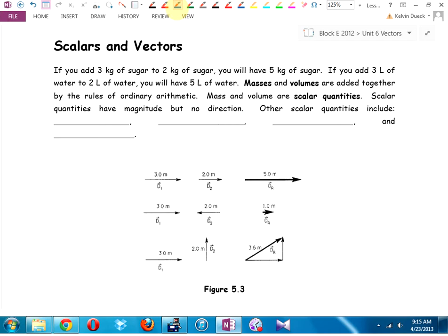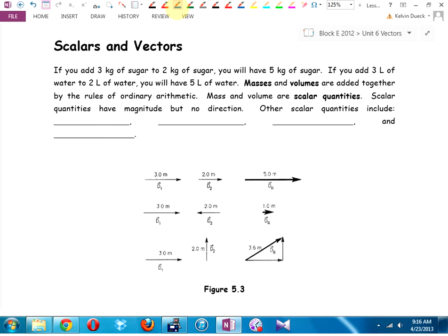Scalars and vectors. If you add 3 kilograms of sugar to 2 kilograms of sugar, you'll always end up with 5 kilograms of sugar, because mass is a scalar. If you add 3 liters of water to 2 liters of water, you'll get 5 liters of water. Masses and volumes are added together by the rules of ordinary arithmetic, because they are scalars. Scalar quantities have magnitude but no direction.